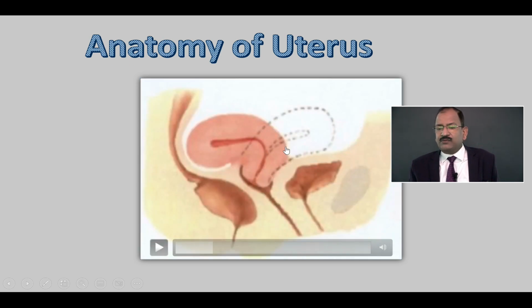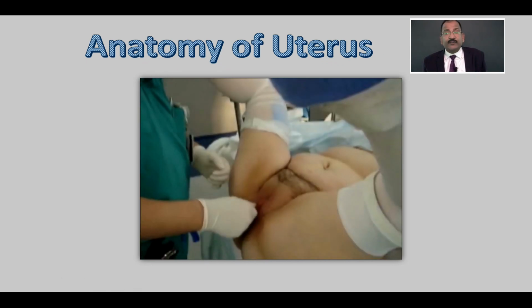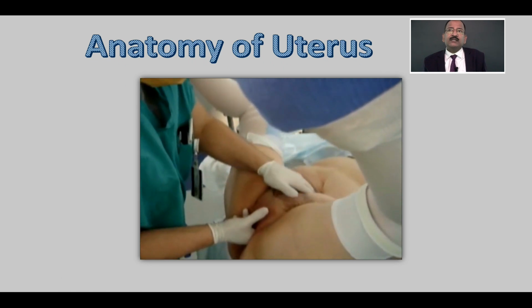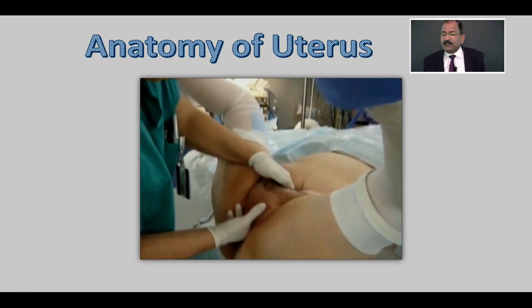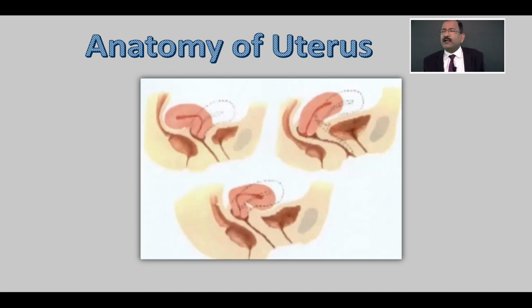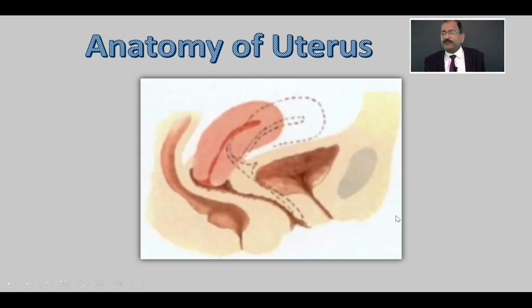Do you know there was one study performed at Johns Hopkins? They did bimanual examination in 200 cases of different age groups of females, and they found that before the age of 35, 90% of the women have an anteverted uterus.